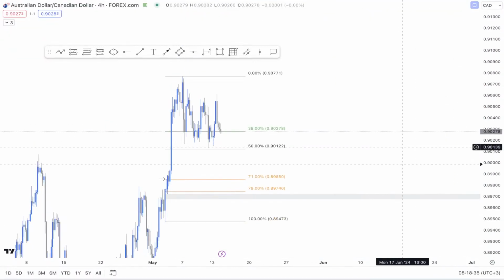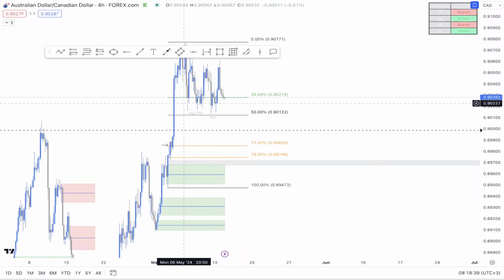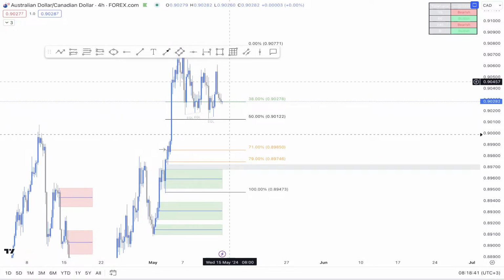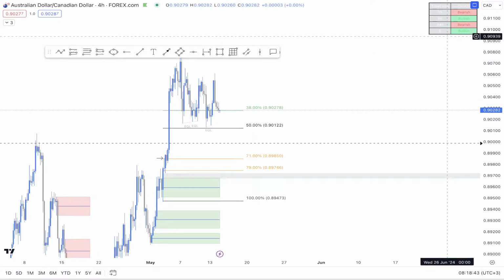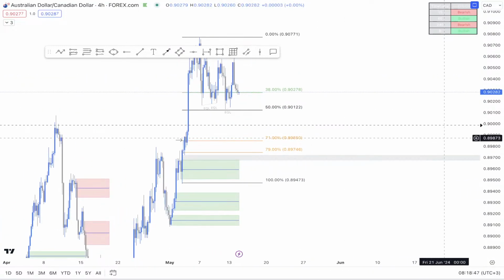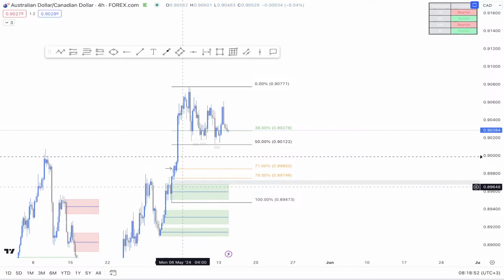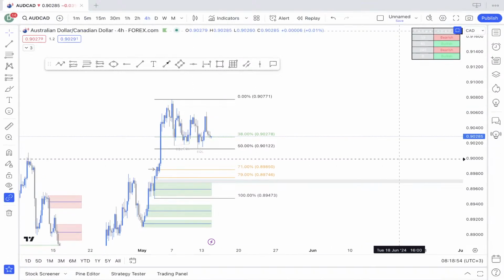On AUD CAD, we have a continuation of this uptrend with this textbook break towards the upside. Pullback so far looks very corrective. Daily is also bullish on the graph. And right here in our area of interest, we have a fair value gap lining up with a bullish trader order block as well.